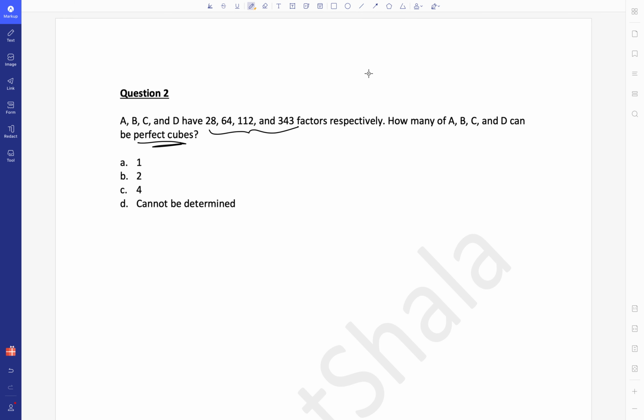So solving similarly, any general natural number can be written of this form: p raised to power x, q raised to power y, or any number of prime factors. And the cube of that will be p raised to power 3x, q raised to power 3y. This is a perfect cube, which means all the exponents have to be multiples of 3.